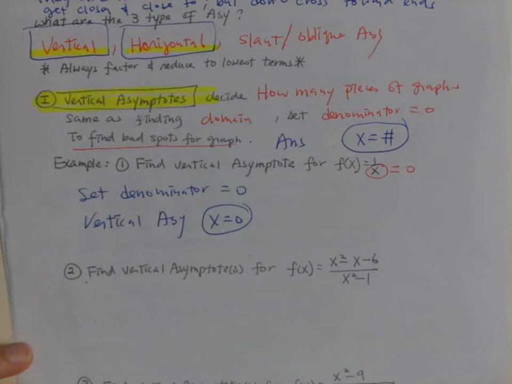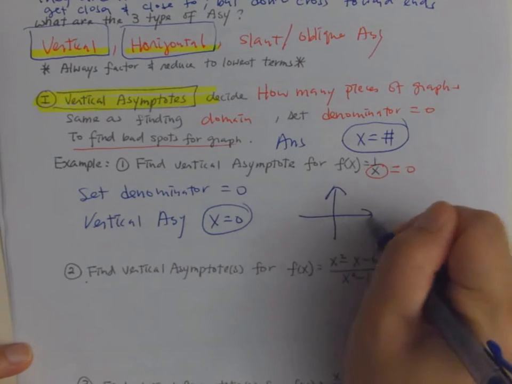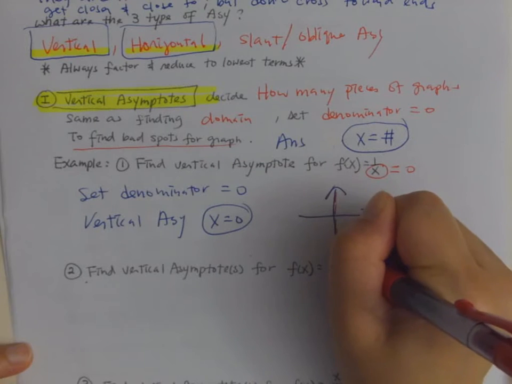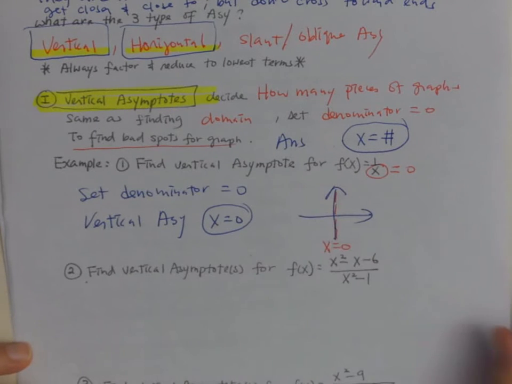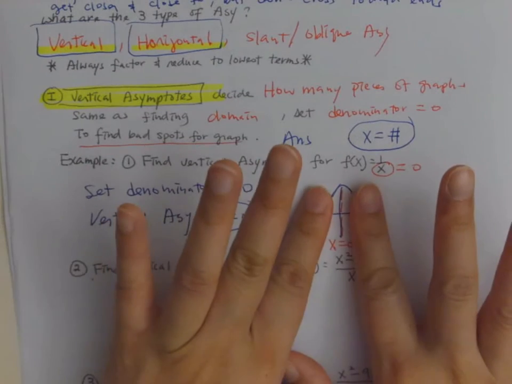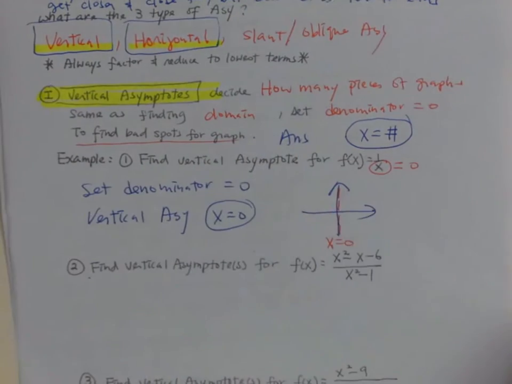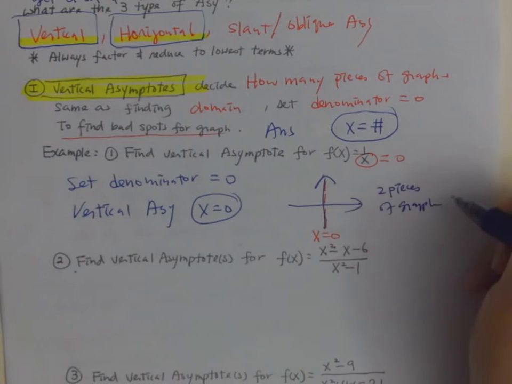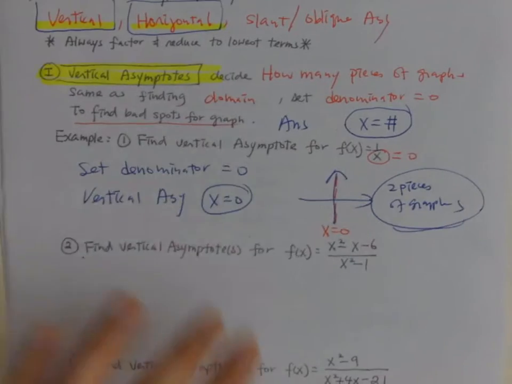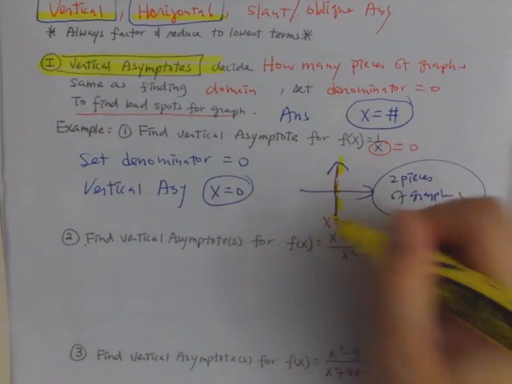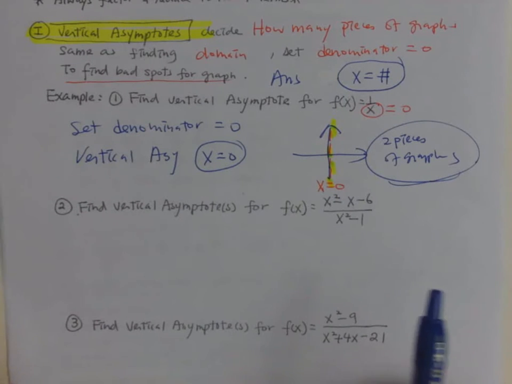If I sketch it real quick, this invisible vertical dashed line is x equal to 0, which divides this graph into how many sections? It divides into 2 sections, one on the left, one on the right. So you have 2 pieces of graph with one vertical asymptote. This is the invisible vertical line that the graph doesn't touch, right?